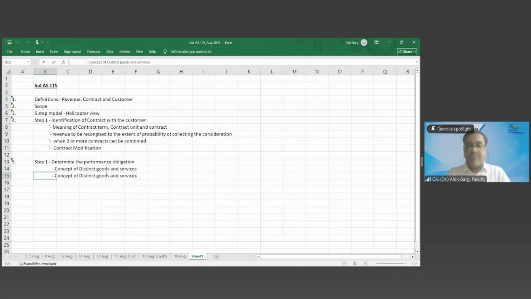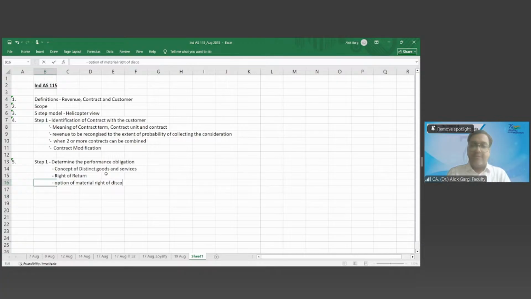Then what we have discussed in the determination of performance obligation, we discussed the concept of a right of return. You remember? Right to recover goods, refund liability, right? Then we have covered the concept of option of material right of discount, voucher, material right of discount.